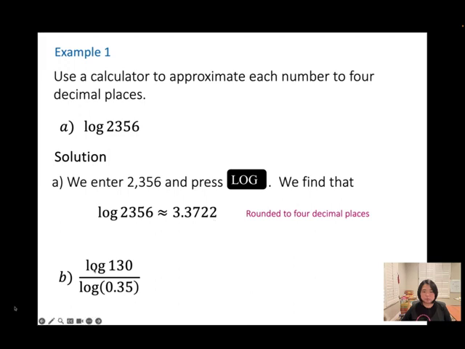Okay, this one, log 130 divided by log 0.35. You should get negative 4.6365. Okay, right?